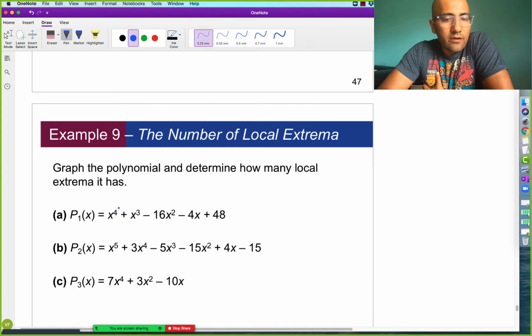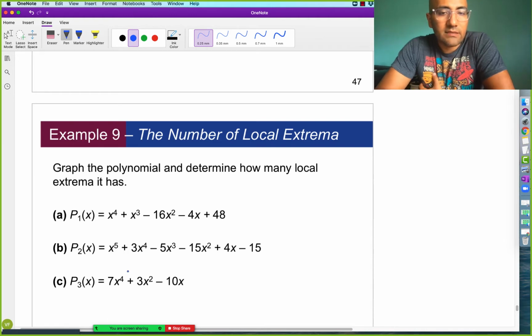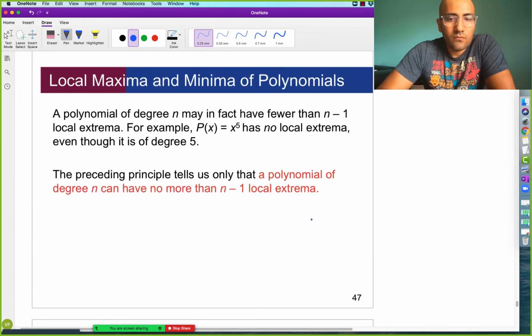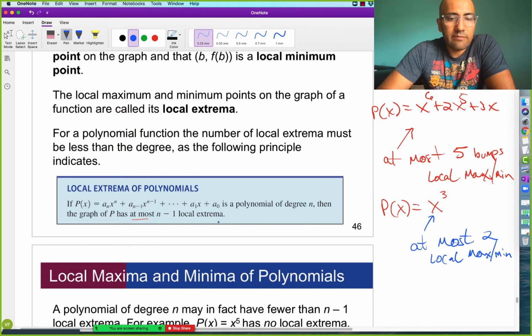And so from the theorem, because the degree of this polynomial is 4, we know that there must be a maximum of 3 local max, local min. And because this has degree 5, there must be a maximum of 4 of them. And because this is a degree of 4, there must be a maximum of 3 local maximums, local minimums. Good? And that's what this statement is saying.